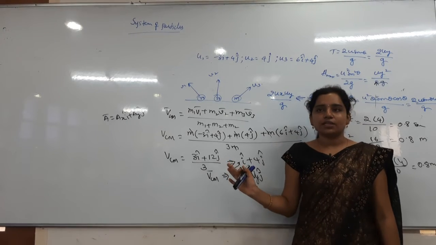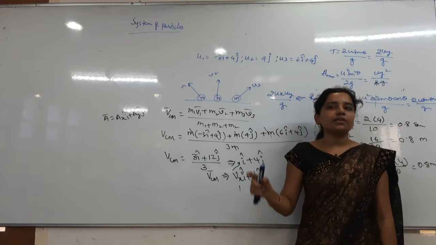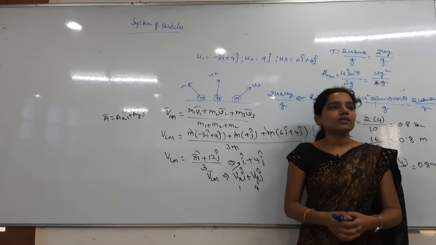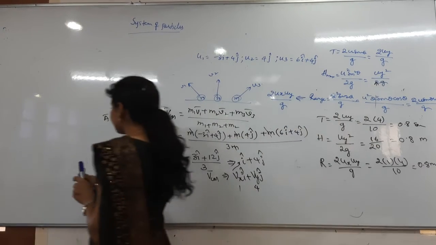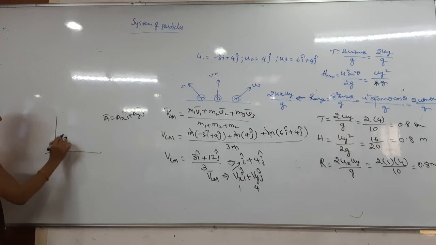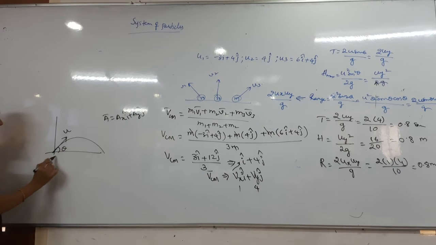There is no need to take theta and all. There is no need to find theta again from here. Directly you write u cos theta as the x coordinate and u sin theta as the y coordinate for the case of projectile motion, whenever you are projecting with angle theta with velocity u. Then it will do the projectile motion.